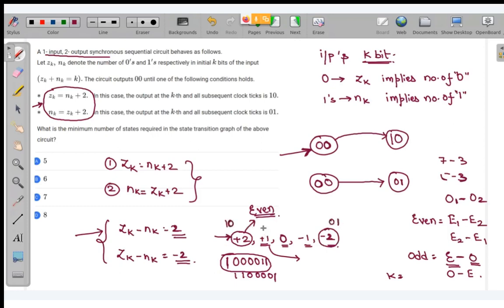Now either I can encode this by 00, this by 01, and this by 010. So I can encode it like this, or even I can encode it by 01 only. No, 01 I cannot do, sorry. Already 10 is taken. There is one more doubt over here.